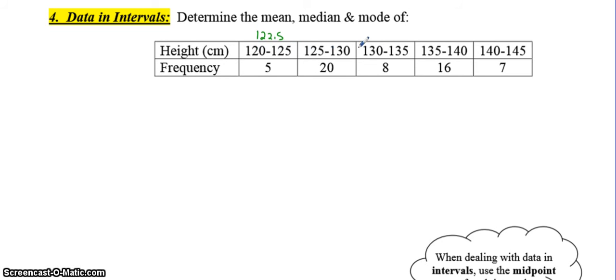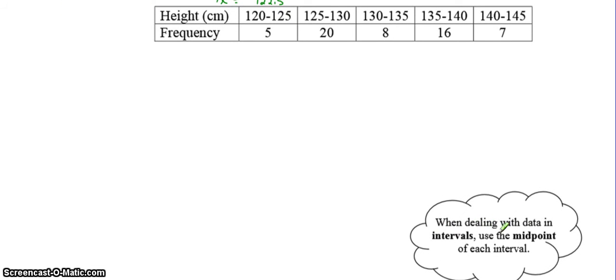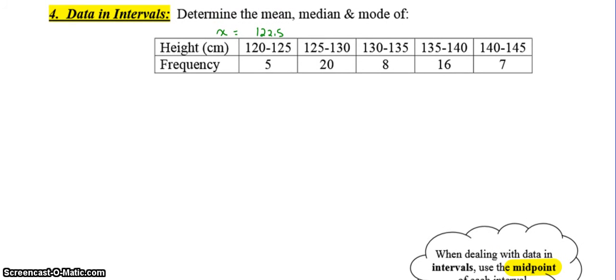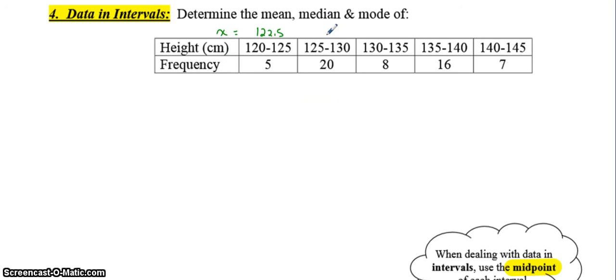So whenever your data comes in intervals, the values you're going to use for x are the midpoints of each interval. So right here, when dealing with data in intervals, use the midpoint of each interval. So the midpoint here is 127.5. The midpoint here, 132.5, 137.5, and 142.5.